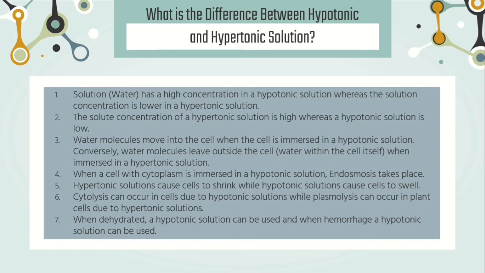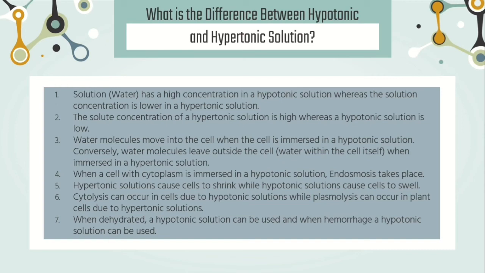1. The solute concentration is low in a hypotonic solution, whereas the solute concentration is high in a hypertonic solution. 2. The solute concentration of a hypertonic solution is high, whereas a hypotonic solution is low. 3. Water molecules move into the cell when the cell is immersed in a hypotonic solution. Conversely, water molecules leave the cell when immersed in a hypertonic solution.